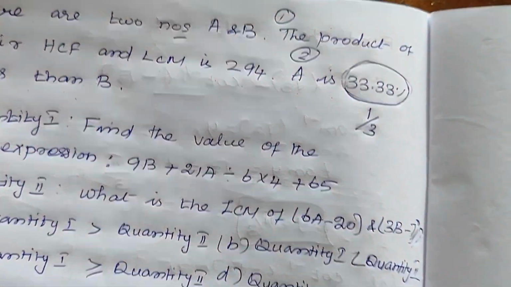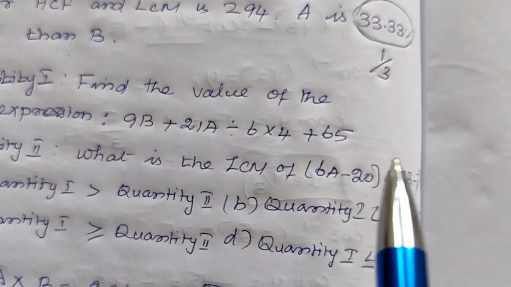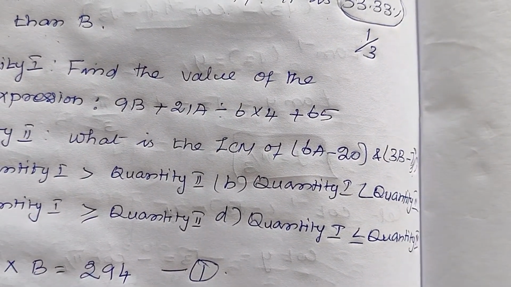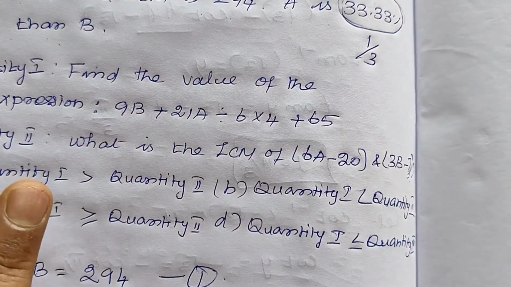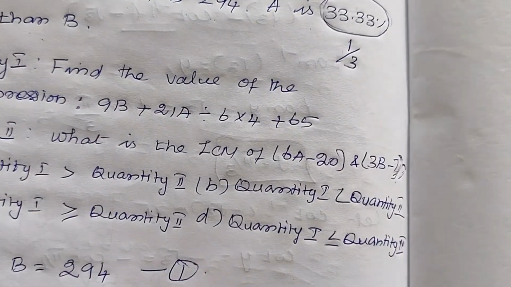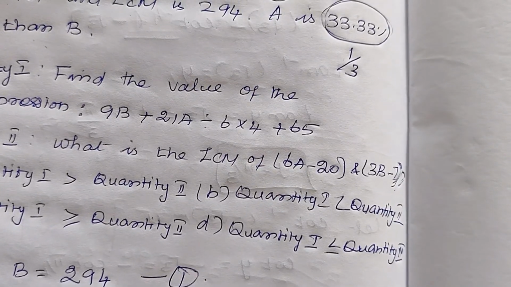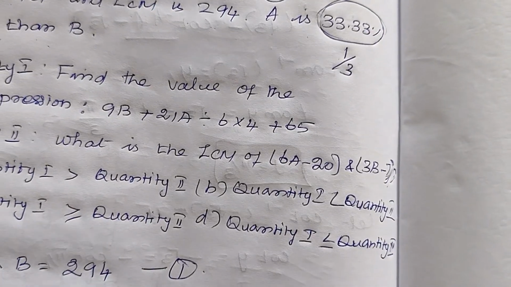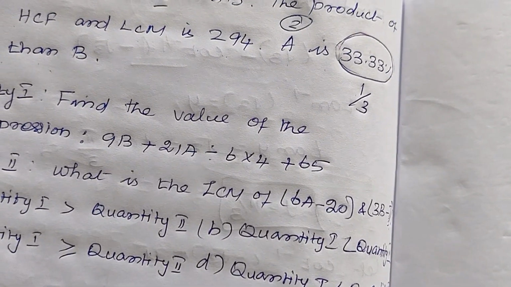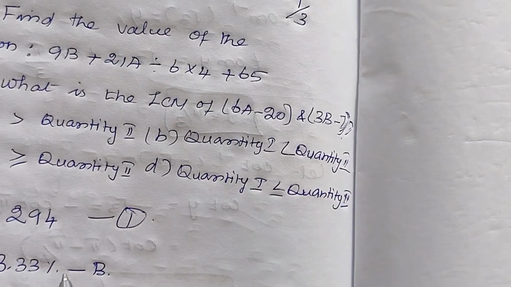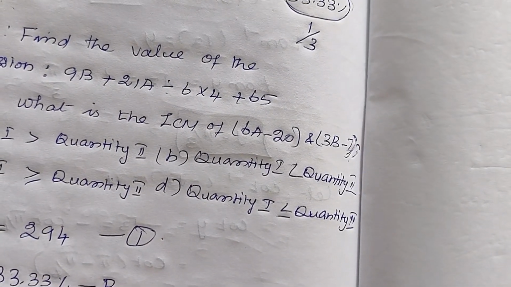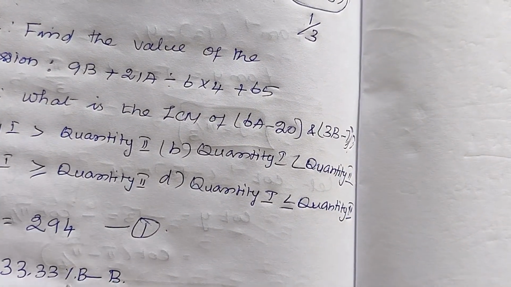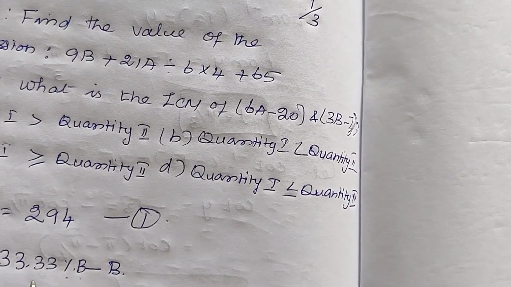The second condition: A is less than B, how much? 33.33% less than B. So A is 33.33% less than B. So what is the answer here?